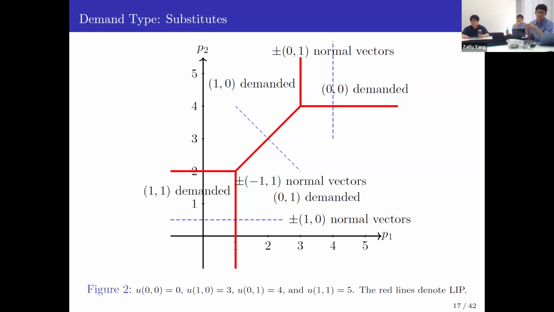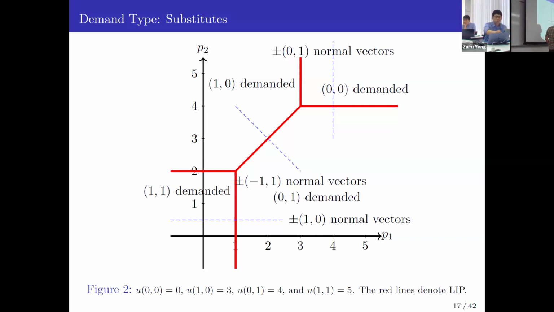Okay, then in this area, (1, 0) is the unique demand bundle. And in this area, (1, 1), both atoms will be demanded and it's a unique bundle. Okay, what is this red line?